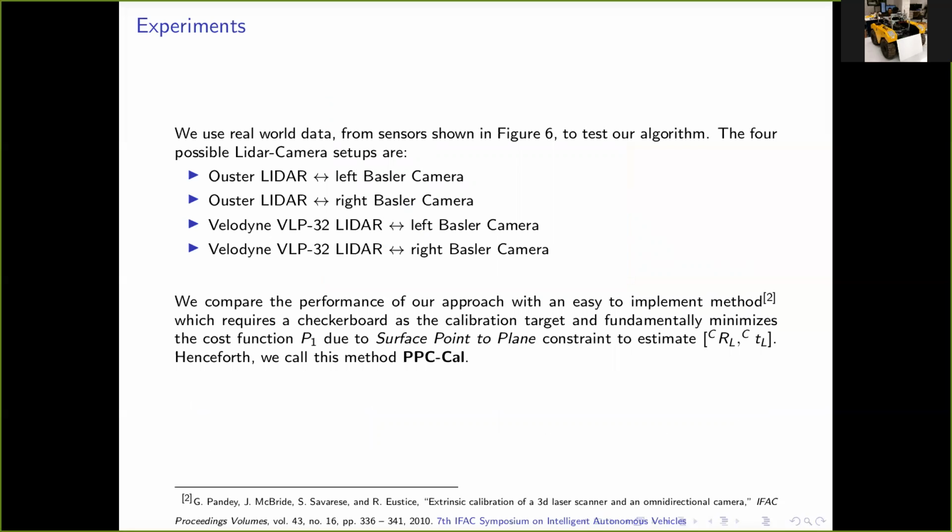We use our algorithm to calibrate all the possible LIDAR camera pairs. In order to test the performance of our algorithm and benchmark it, we compare it against an easy to implement method, which we call PPC-Cal from now on. PPC-Cal is also a target-based calibration approach, which uses a checkerboard as a calibration target, and fundamentally uses only the cost function P1 for estimating the unknown extrinsic calibration parameters.